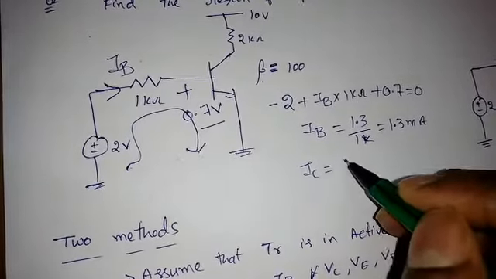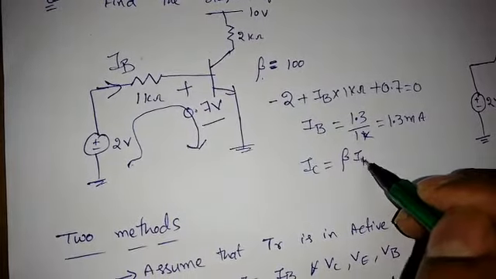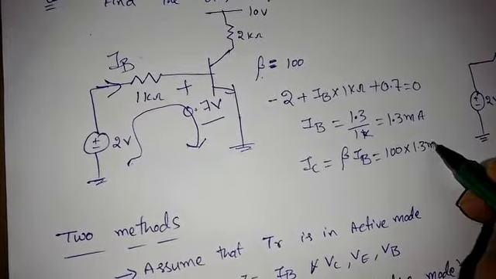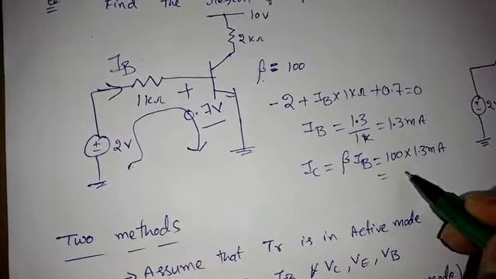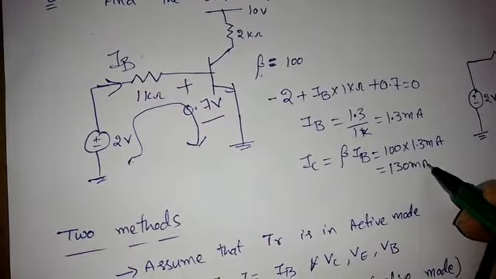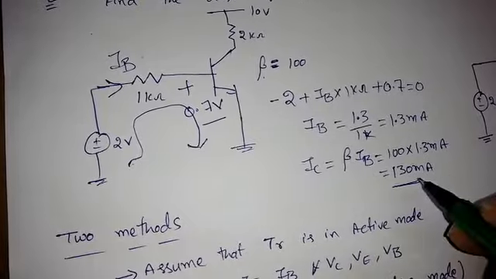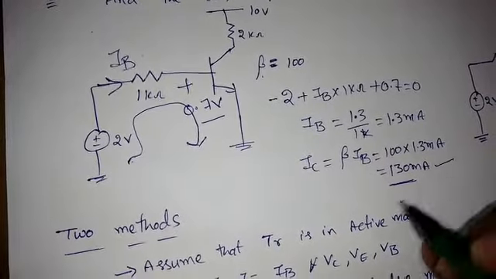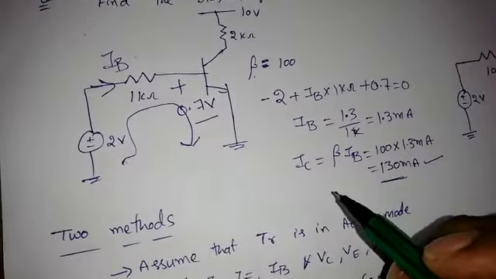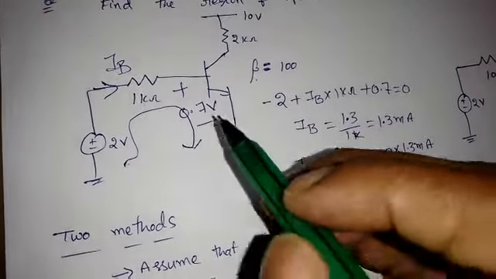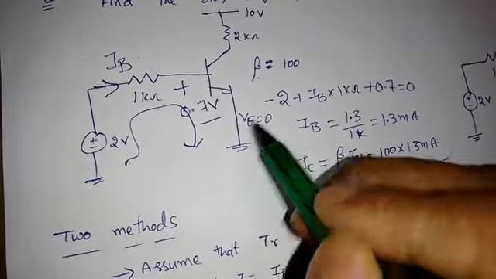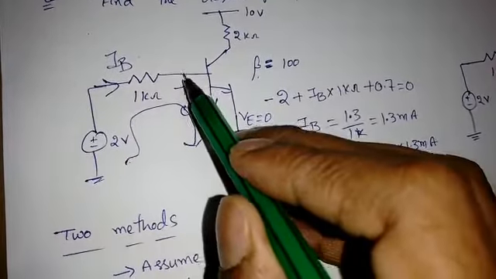So I know beta, so I can find IC. IC is equal to beta times IB. Beta is 100, so 100 times 1.3 milliampere will become 130 milliampere. The moment we got 130 milliampere, it is out of the range of the transistor parameters. So we can say it is in saturation, but anyway we will find the voltages also. Now see, this is grounded, so VE is grounded. Now how to find VB?